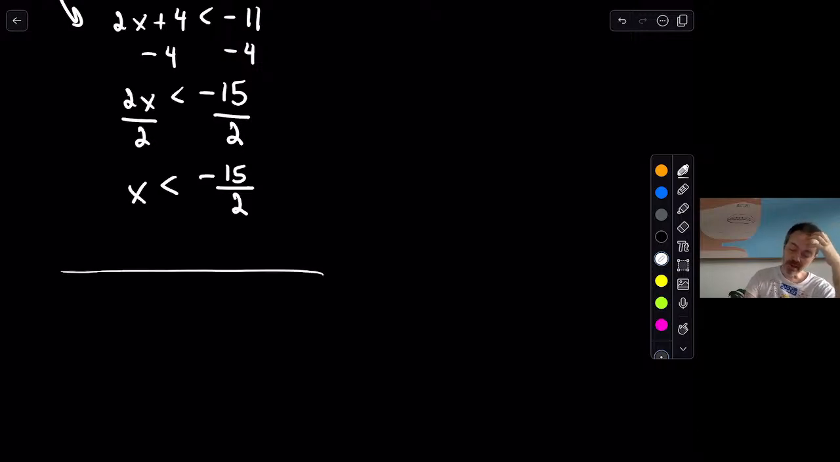So, okay, that is our solution. It says that x has to be less than negative 15 over 2. I'm just going to make a number line. Remember, if it's not equal to, we put an open circle to indicate that we don't use that point. So, okay, open circle. Where is less than? Less than is to the left.